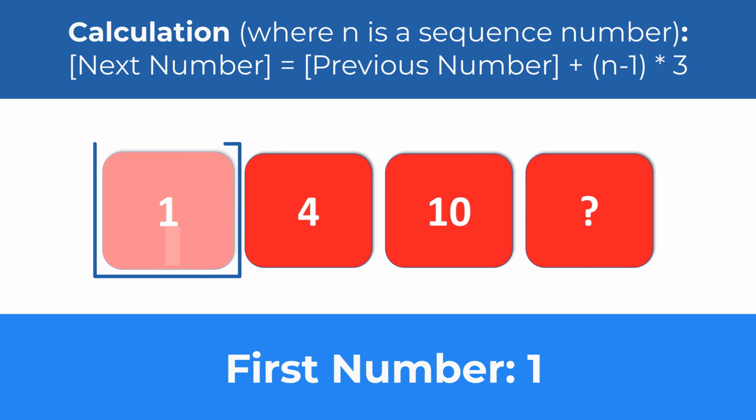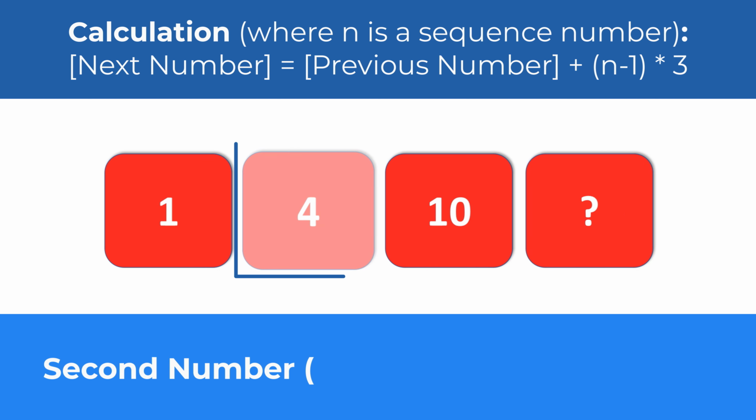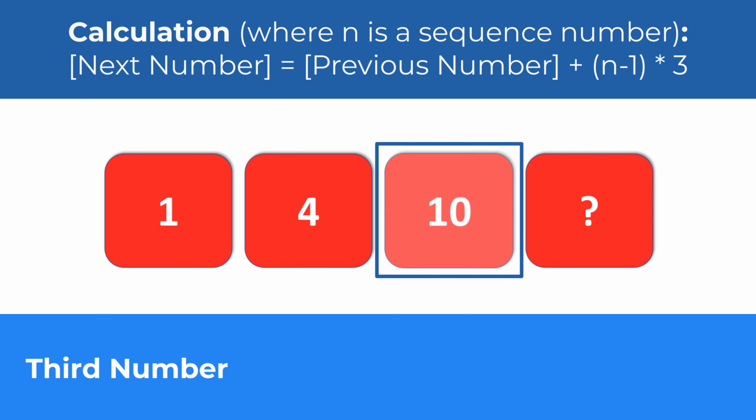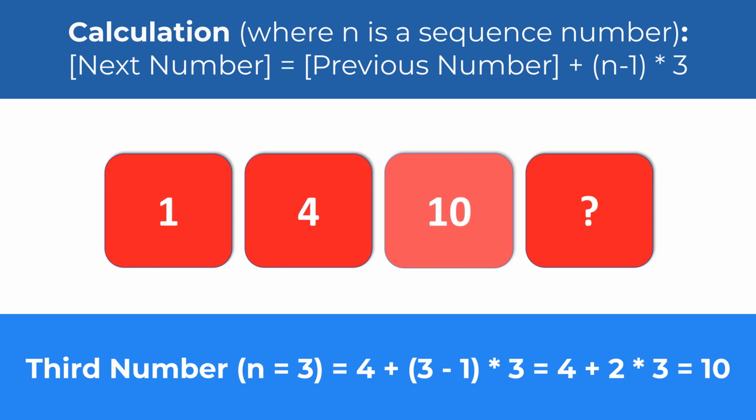The first number in the sequence is 1. The second number, where the sequence number is 2, can be calculated as the previous number 1 plus, in parentheses, 2 minus 1, multiplied by 3, which is 1 plus 3 equals 4. The third number, where the sequence number is 3, could be calculated as 4 plus 2 multiplied by 3 equals 10.